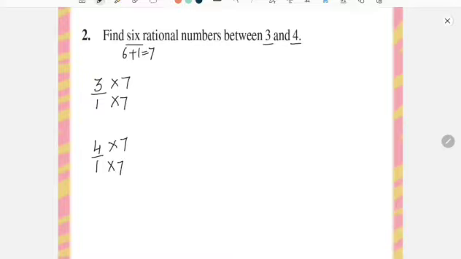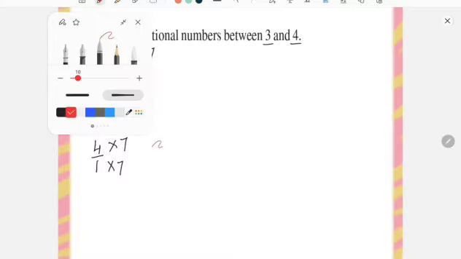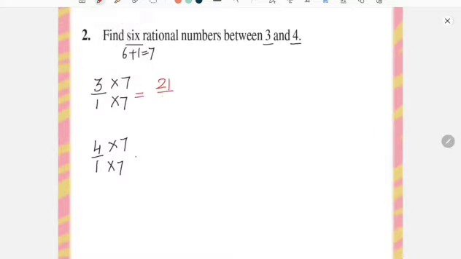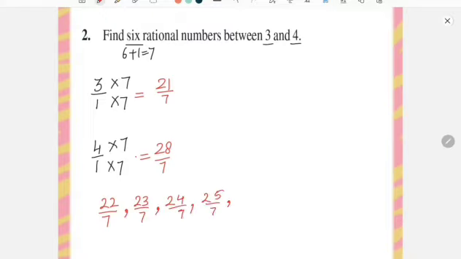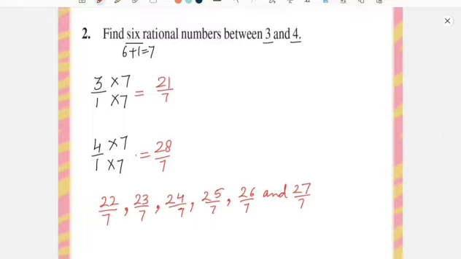Alright. So what do I get? क्या मिलेगा हमें इससे? हमें यहाँ मिल रहा है 21 by 7 and 28 by 7. The 6 rational numbers that we get between 3 and 4 are 22 by 7, 23 by 7, 24 by 7, 25 by 7, 26 by 7 and 27 by 7. So how many are these? 6, right? So these are the 6 rational numbers that we get between 3 and 4.